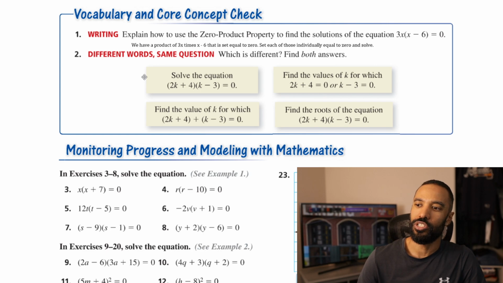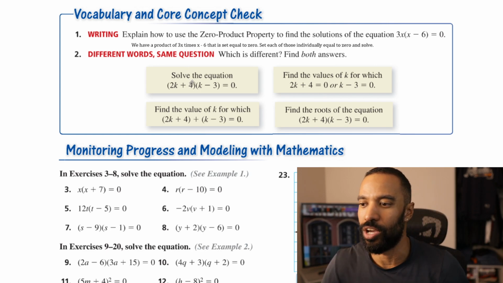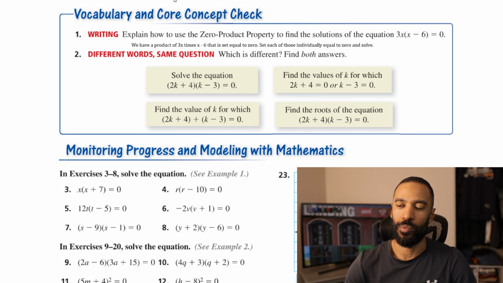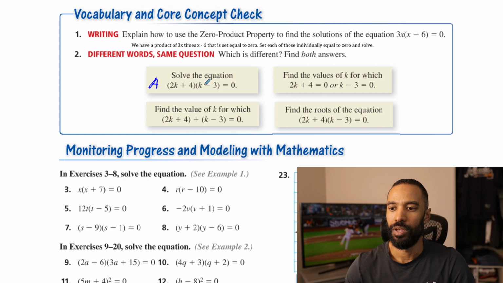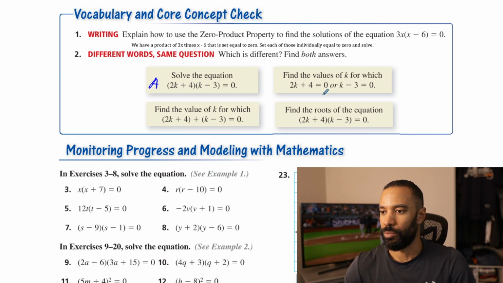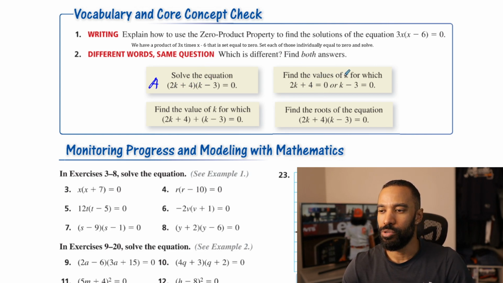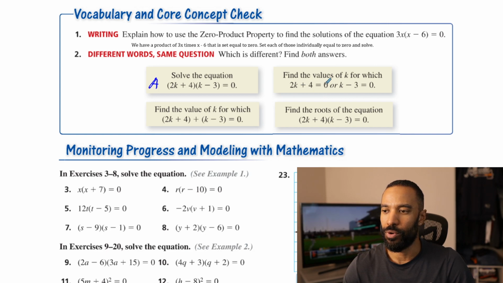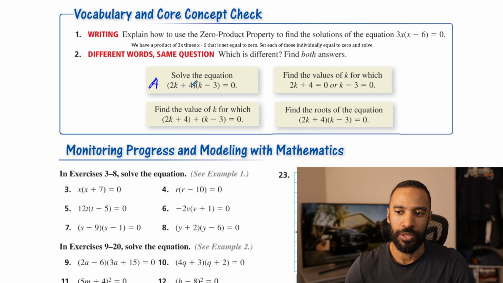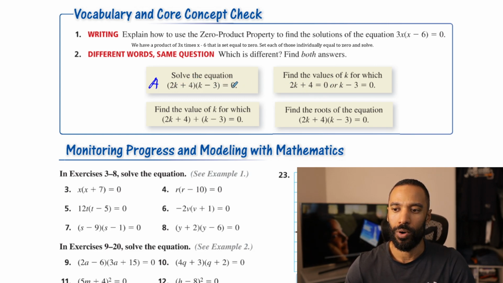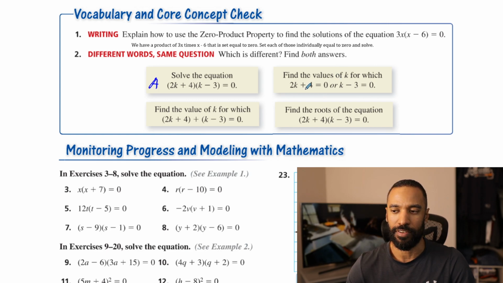All right, so which is different? Find both answers. Okay, so let's mark one of them A and see what changes. Solve the equation 2k plus 4 times k minus 3 equals 0. Okay, so, we'll see what happens. Find the values of k for which 2k plus 4 equals 0 or k minus 3 equals 0. That's totally the same as a legit thing. If these two things multiply to equal 0, either this equals 0, boom, or this equals 0, boom. And that's the values of k we'd find.